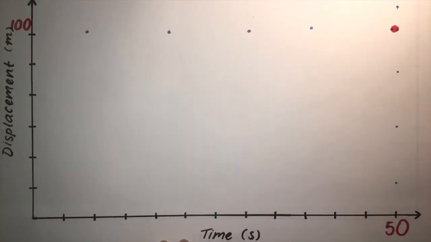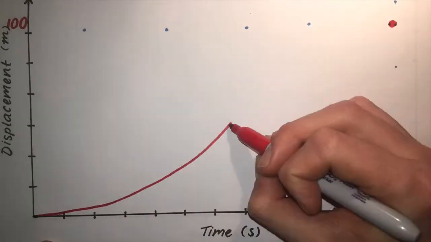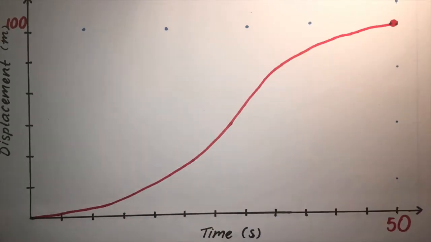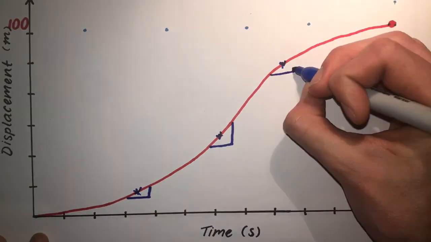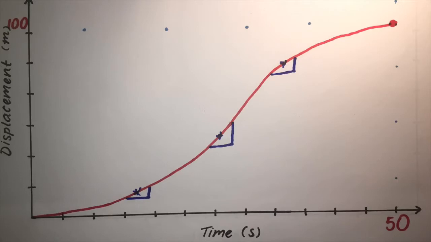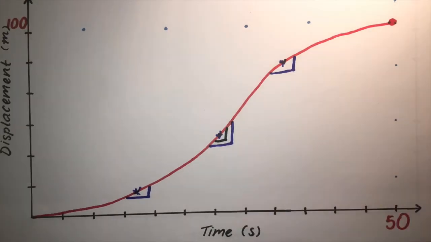However, in the real world, we do not travel at constant velocity. We know that a real speed curve would look a lot more like this. In some areas, you are travelling much faster than the average of 2 metres a second, and in some sections, much slower. If we wanted to find the speed at this point, for example, we could take smaller and smaller averages to try and calculate an instantaneous velocity.